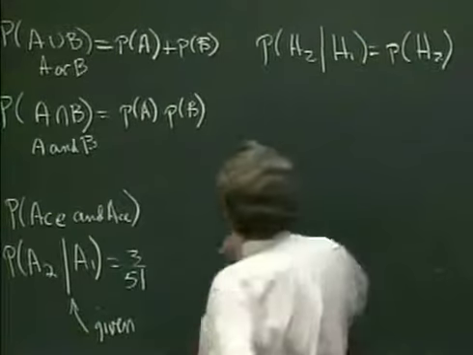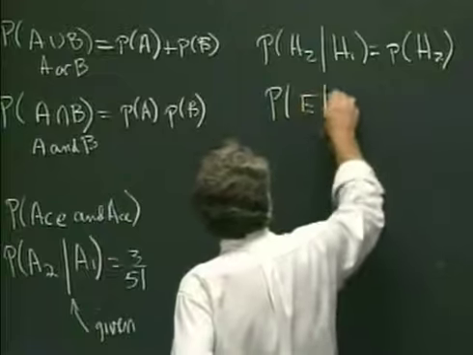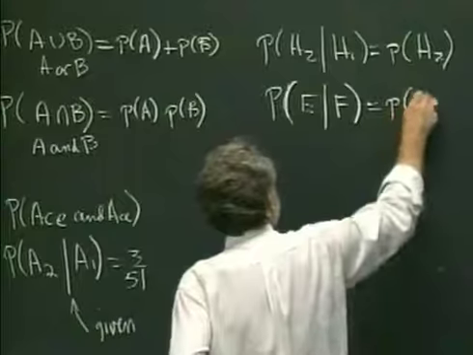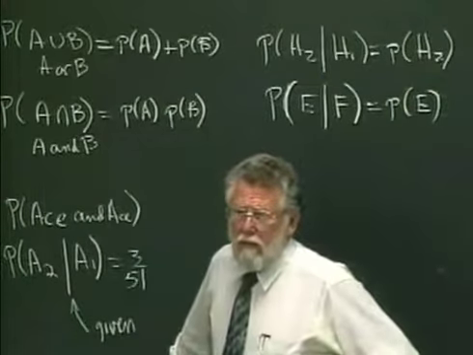In general, if I talk about the probability of E given F still being just the probability of E, then the argument is that they are independent.